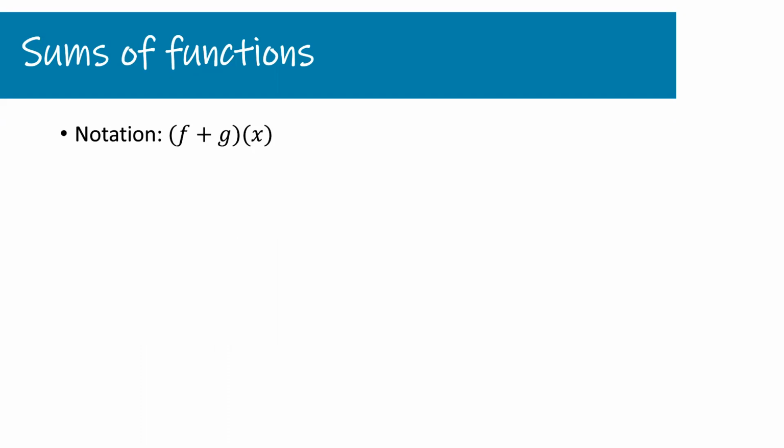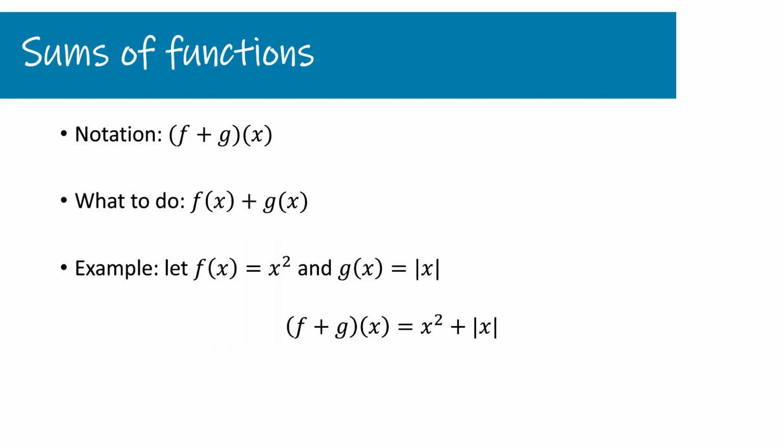So first, let's start with something easy, sums of functions. If we have the notation of f plus g of x, all we are doing is adding f of x plus g of x. For example, if we let f of x be x squared and g of x be the absolute value of x, then f plus g of x is simply x squared plus the absolute value of x. We add this piece to this piece, and voila.